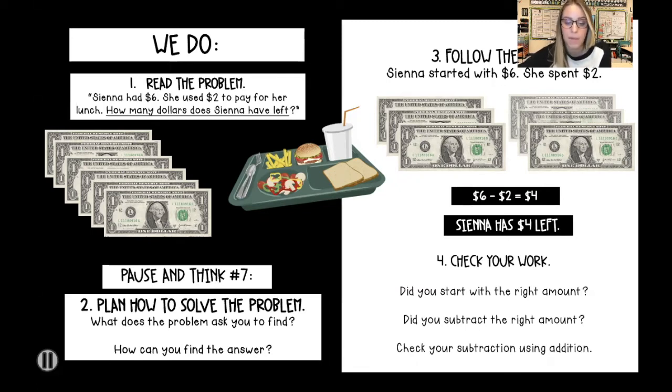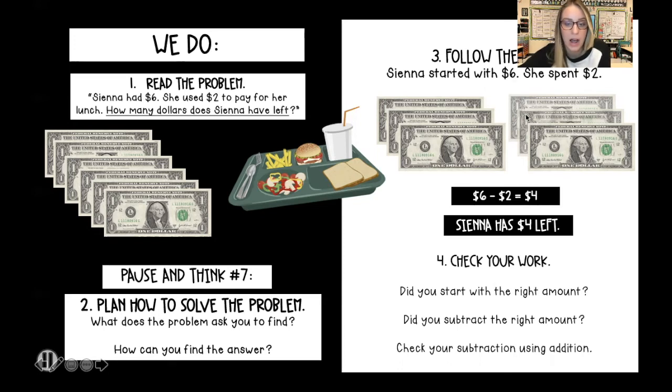What does the problem ask you to find, and how can you find the answer? So go ahead and pause the video right here, answer that question, and come back when you're finished. For our 3rd step, we're going to follow the plan. So whatever plan you chose for step 2, we're going to use for the 3rd one. So Sienna started with $6 and she spent 2. So I went ahead and brought our $6 over to this side. 1, 2, 3, 4, 5, 6. If you can tell, I made 2 of the dollars a little bit lighter so you could see that she spent 2 of the dollars.